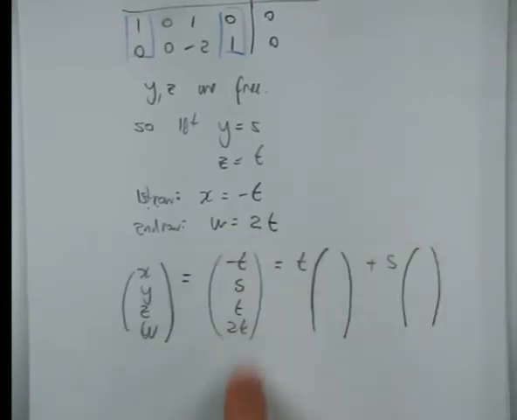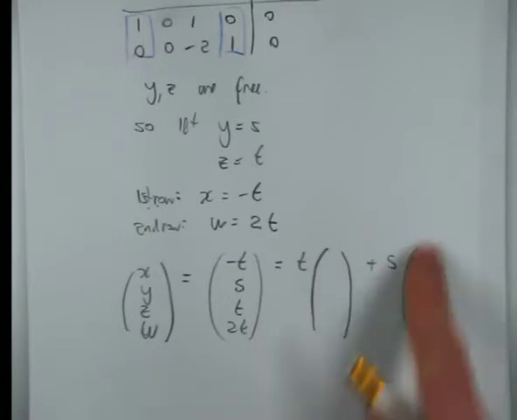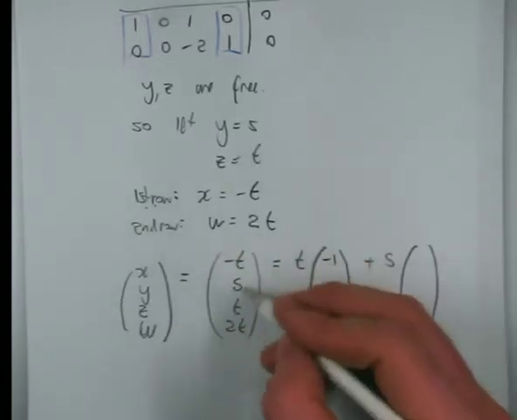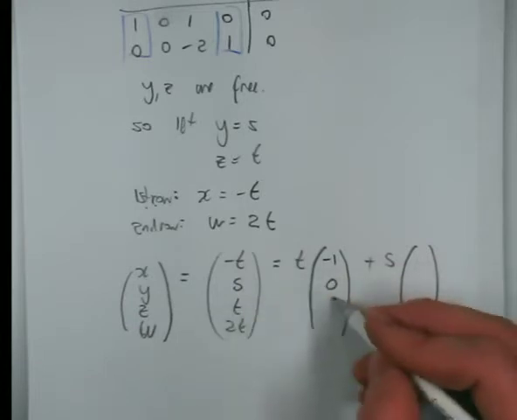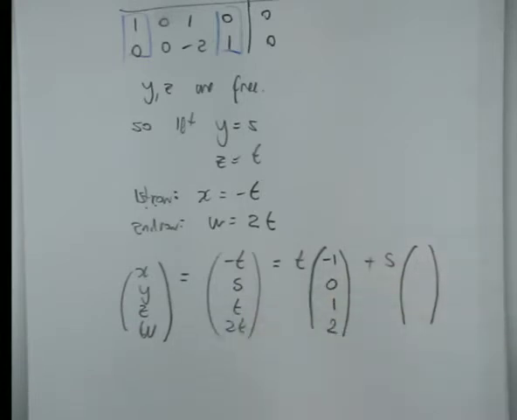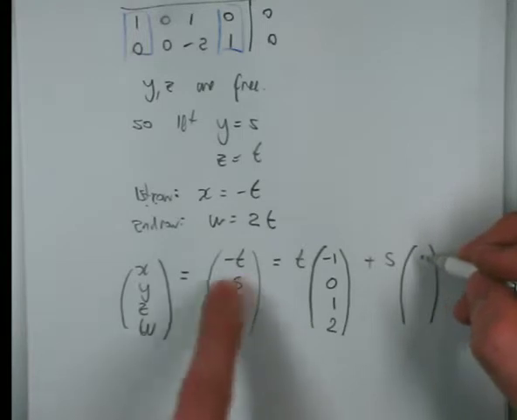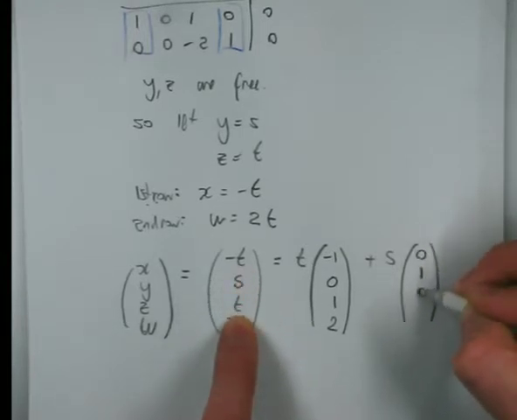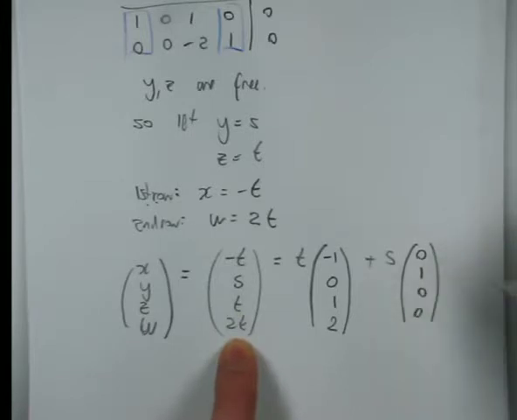The variables I have are t and s, so I can have a whole vector for the t's and a whole vector for the s's. In the first spot I have minus 1t, there's no t's there, there's 1t there, and there's 2t's there. And then over here with the s's, there's no s's in the first spot, there's 1s there, there's no s's there, and there's no s's there. And so that is my solution.